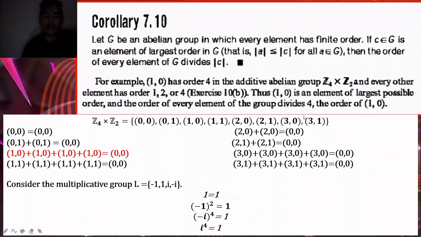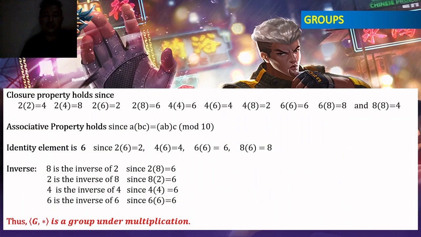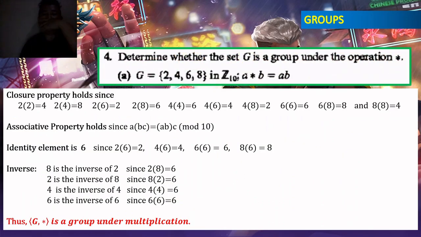Next, determine whether the set G is a group under the operation star. The elements are 2, 4, 6, 8 in Z10. The operation star is defined as the product, so multiplication: A star B is equal to AB.